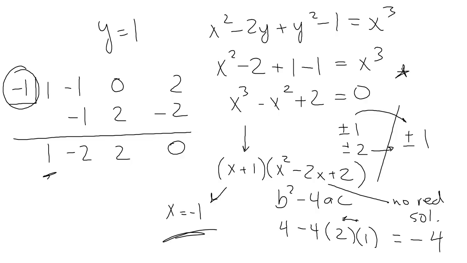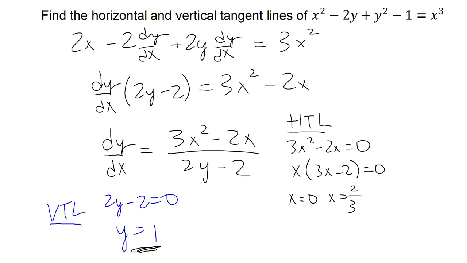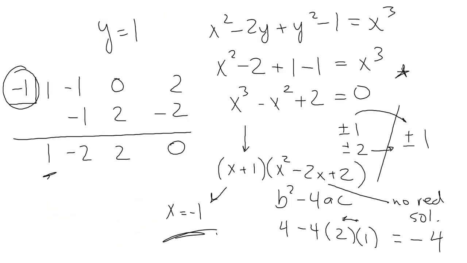So the only thing that's left is to confirm that that doesn't make the numerator of our derivative also equal to 0. Well, the good news is, way back when we started this problem, we found all the x values that made our numerator 0, and negative 1 was not one of them. Therefore, we do have a vertical tangent line of x equals negative 1.